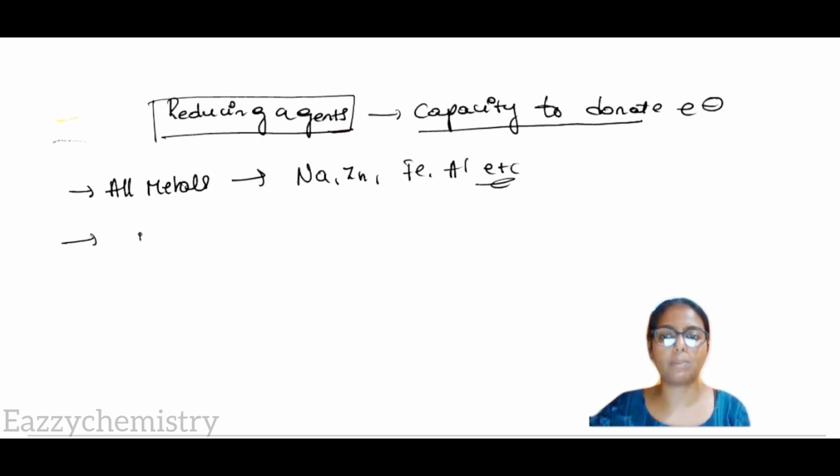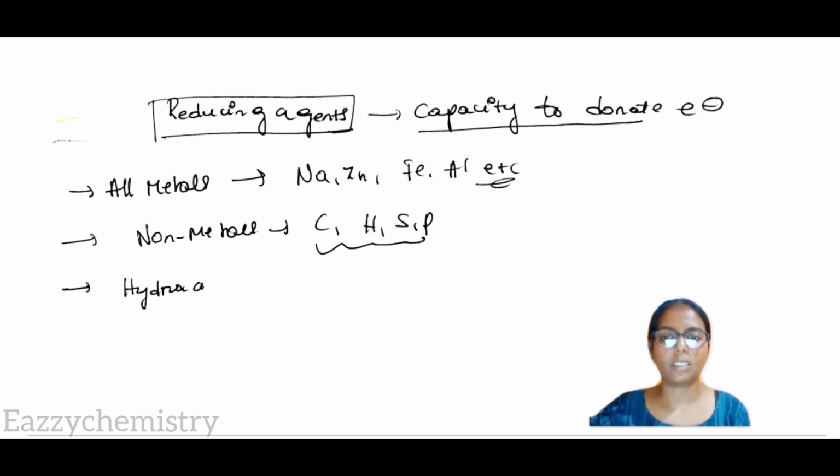And if you look at some non-metals also, that is carbon, hydrogen, sulfur, phosphorus. These are examples of reducing agents. And hydroacids, that is HCl, HBr, hydrochloric acid, hydrogen bromide, and HI, hydrogen iodide, etc. So these are some important reducing agents.